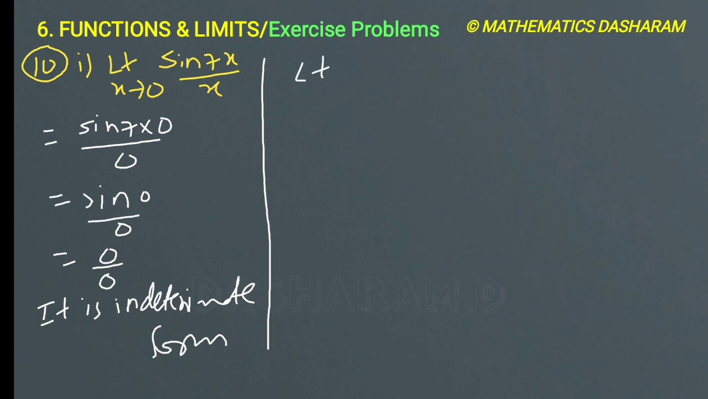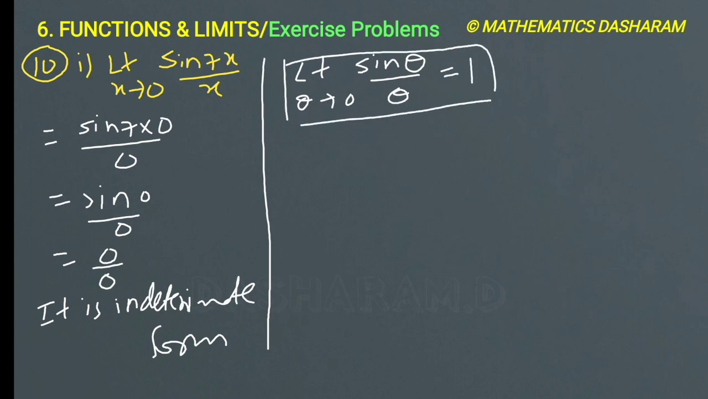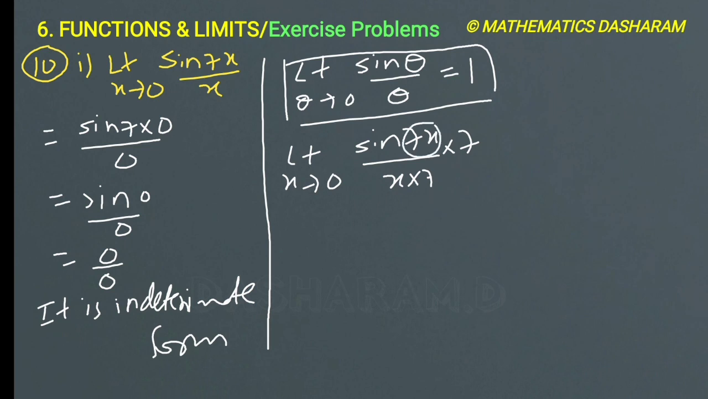We have a formula: limit theta tends to 0, sine theta divided by theta equals 1. So that is why, limit x tends to 0. Here in the place of theta he gave the x value, sine theta by theta, but here sine 7x is there. That is why the denominator is multiplied by 7 and the numerator also multiplied by 7, because both should be the same value. So that is why we multiply and divide by 7.